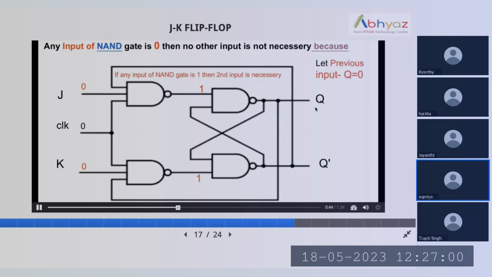If any NAND gate input is 1, the second input is necessary. So we are taking the previous input as 0. If it is Q 0, then Q bar is 1. So what is the feedback line? It is 0, 1. According to the NAND gate, 0 and 1 gives 1. And if it is 1, 1 at the NAND gate, it gives 0.